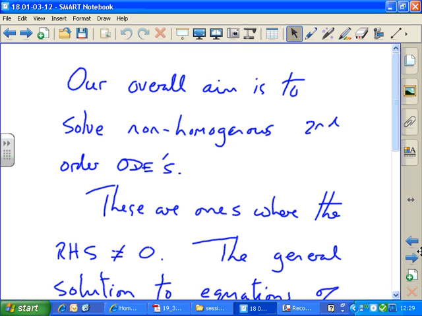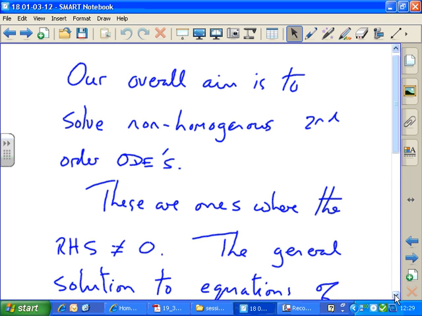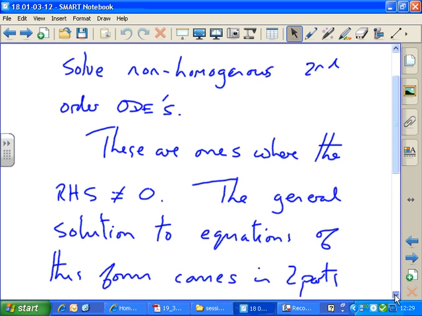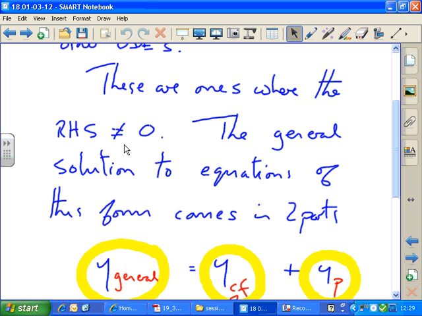Okay, so our overall aim for the whole of this section on differential equations is to solve non-homogeneous second-order differential equations. These are ones where the right-hand side is not equal to 0.